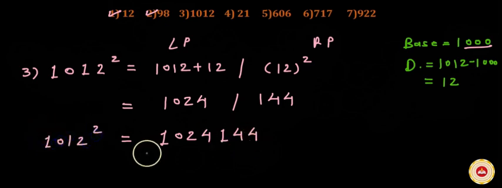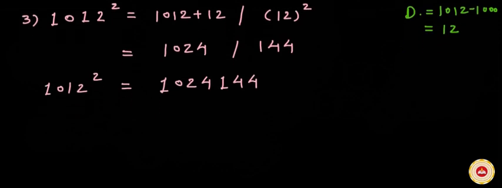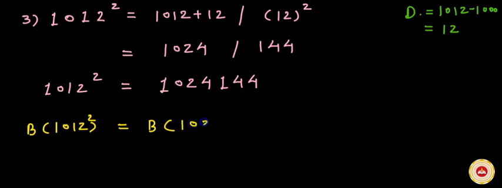1012 squared is 1024144. Now apply Beejank method and check this answer if it's correct or not. Beejank of 1012 squared must be equal to Beejank of 1024144.